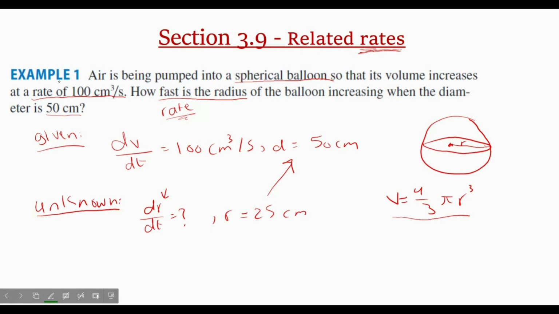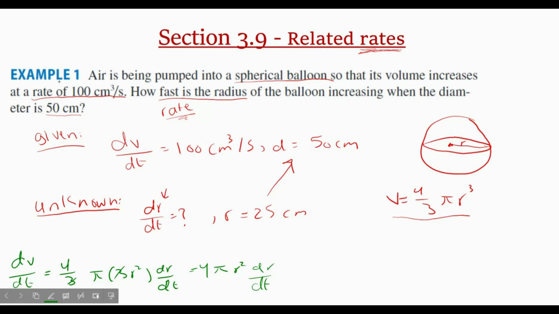To differentiate implicitly, we start from the left hand side, saying dV over dt equals 4 over 3 pi multiplied by 3 r squared multiplied by dr over dt. Since we consider r as a function of t and we're differentiating with respect to t, there are some simplifications that can be done. So this is equal to 4 pi r squared dr over dt.